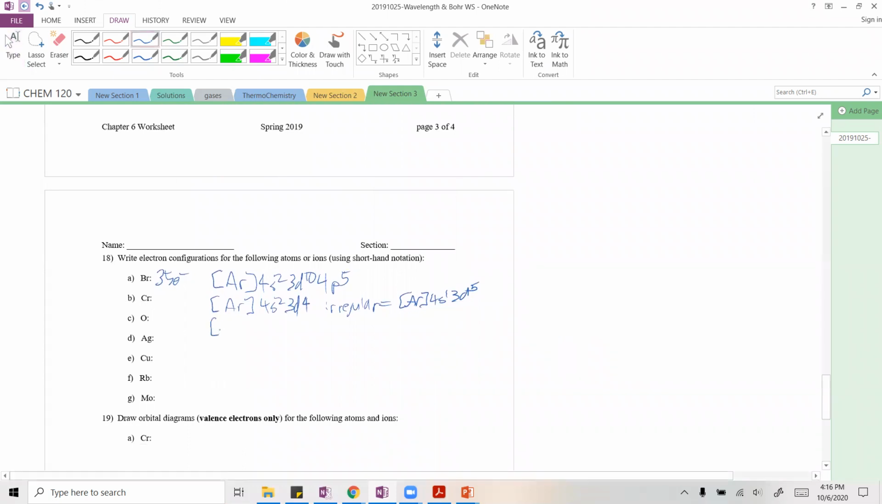Oxygen is going to end up being helium, 2s2, 2p4. Silver, not gold, is going to be krypton, 5s1, 4d10, so another irregular one. If you didn't know about the irregular ones, then you might think it's 5s2, 4d9.